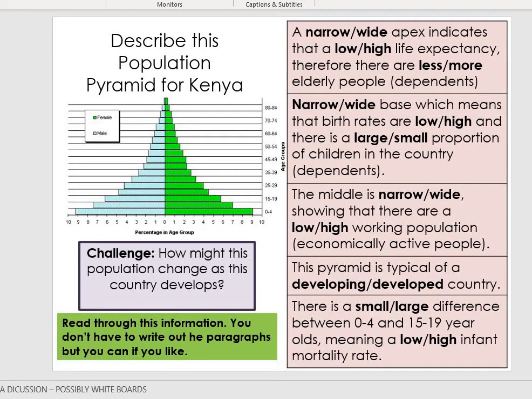So with this slide, just have a read through it. You don't have to write out these paragraphs, although you can do if you want to. I've just noticed a little typo I've made. That should say write out the paragraphs. So sorry about that. So we've got here a population pyramid for Kenya that we are describing. So have a little read through these sections here and just think to yourself, what is the correct answer here? Like I say, write it out if you want to, but you don't have to.